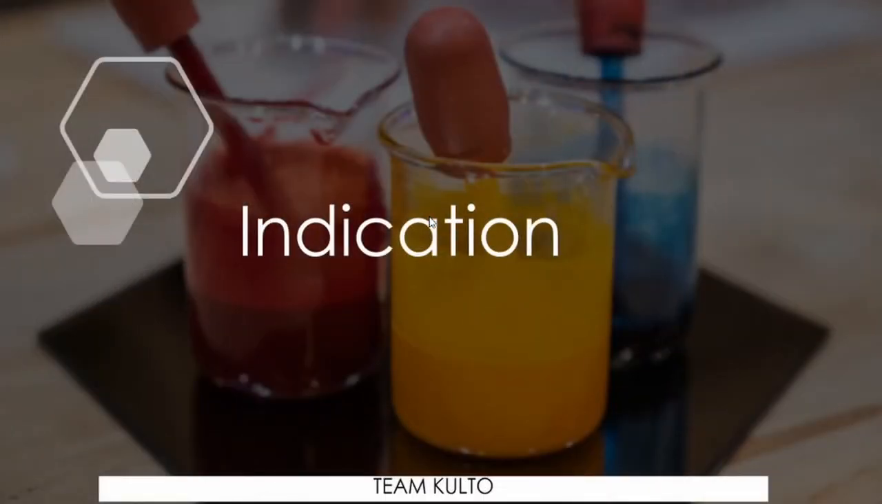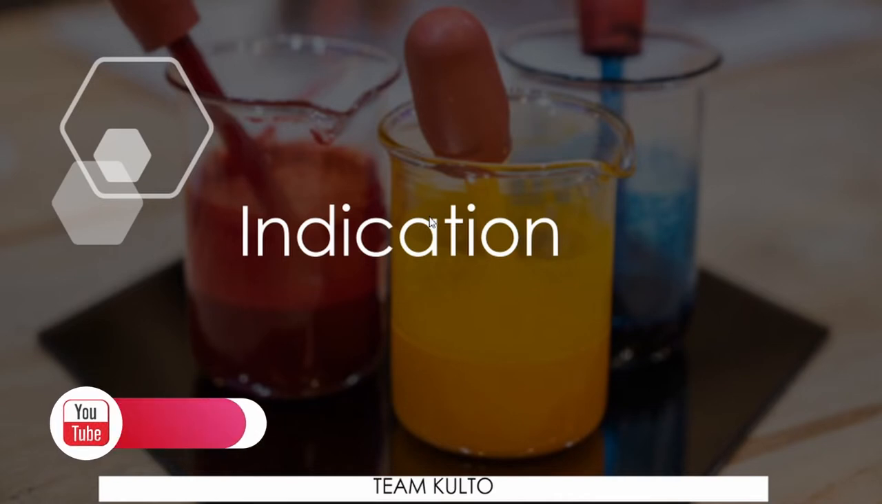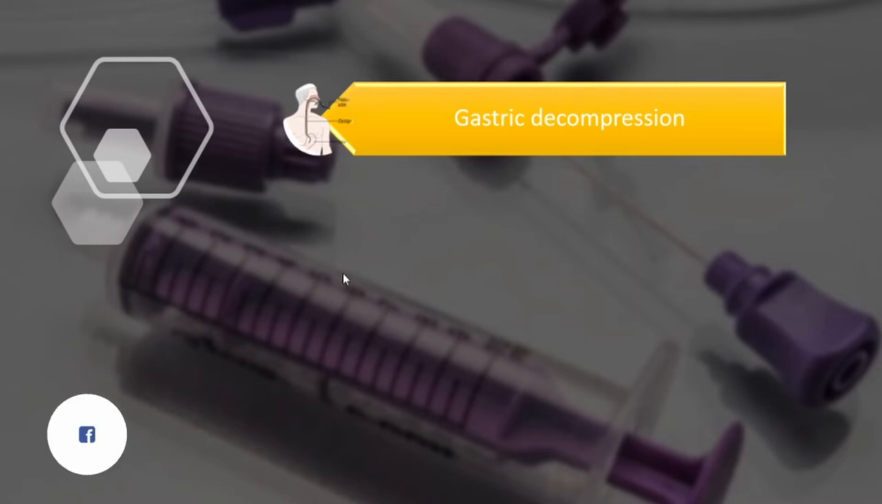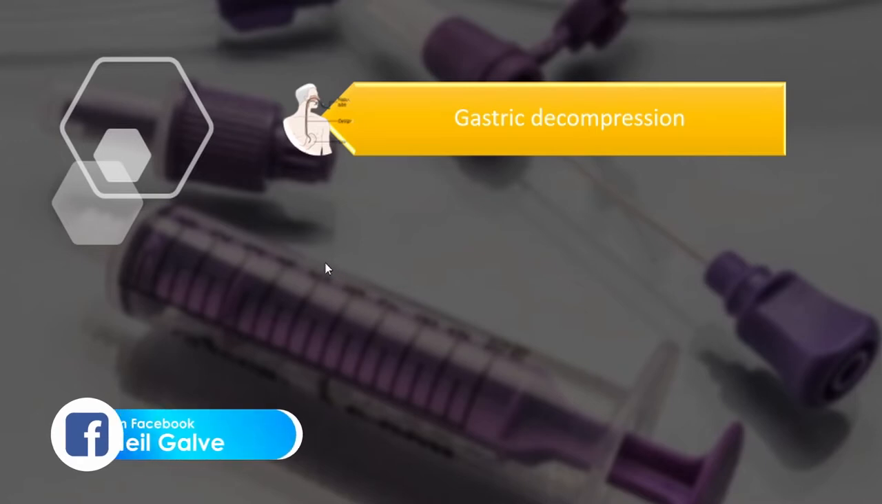By inserting an NG tube, you are gaining an entry or direct connection to the stomach and its contents. Therapeutic indications for NG intubation include, okay, one, we have your gastric decompression. The nasogastric tube is connected to the suction to facilitate decompression by removing stomach contents. Gastric decompression is indicated for bowel obstruction and paralytic ileus, and when surgery is performed on the stomach or intestine.